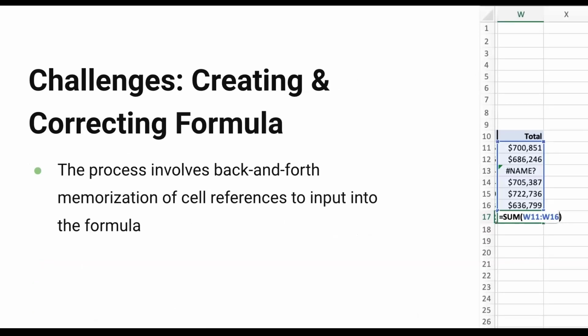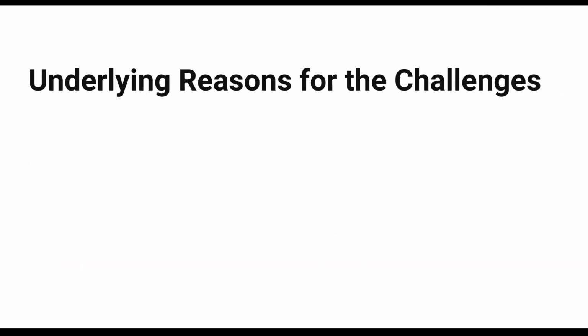Creating and correcting formulas was challenging because it required participants to visit cells and memorize cell references to input to the formula. We identified 5 underlying reasons for those challenges. Cell-by-cell navigation creates high cognitive overload when trying to identify trends and compare data values. Participants found it difficult to remember keyboard commands to perform actions. When navigating data cells in the table, they found it hard to remember the related table row and column headers.